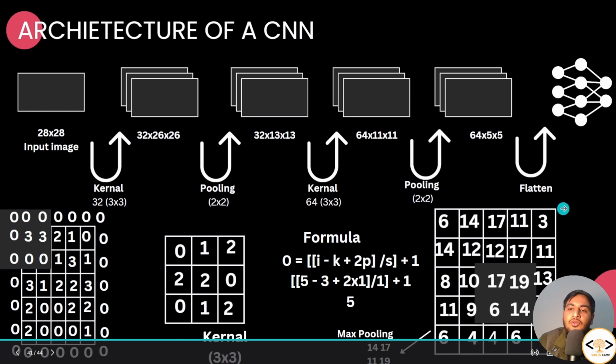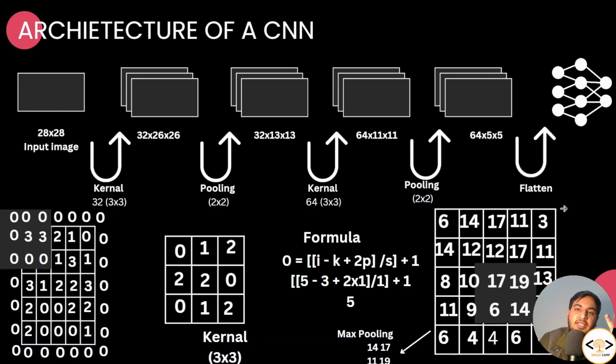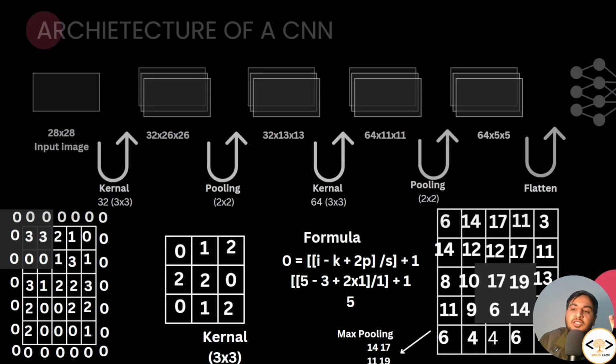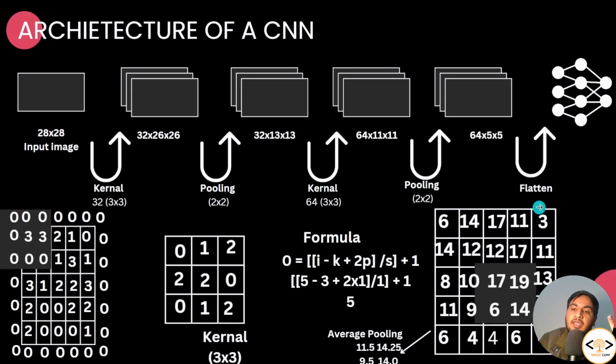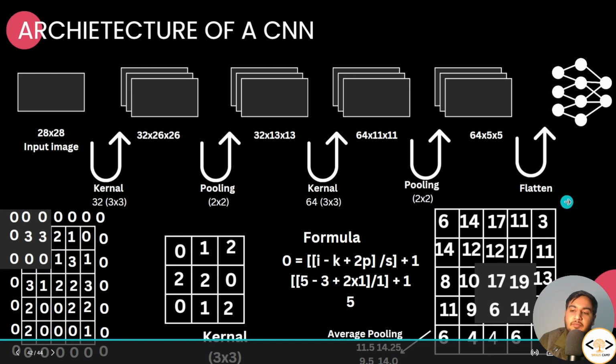Now as we know, pooling has two techniques, max pooling and average pooling. Average pooling would be taken in the same way, but it would be the average of all the values, the addition of all the values divided by the number of values. So that's pooling, average pooling.